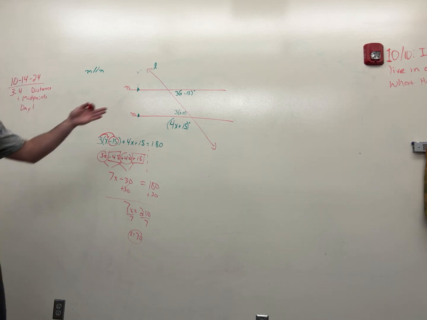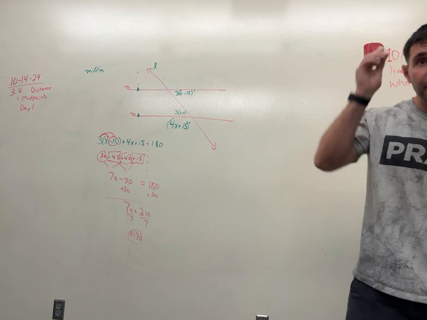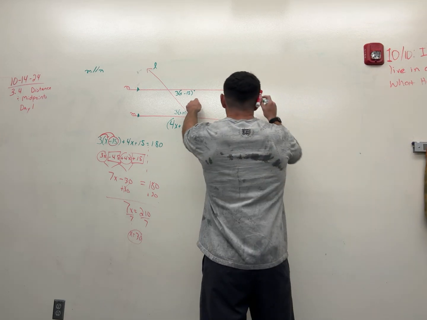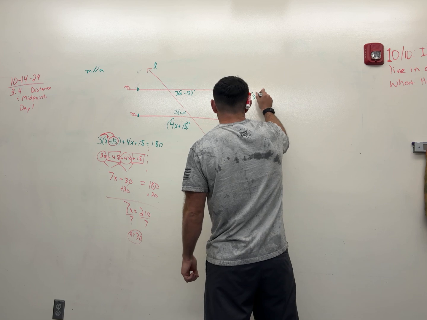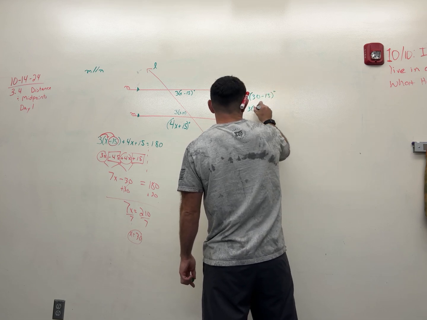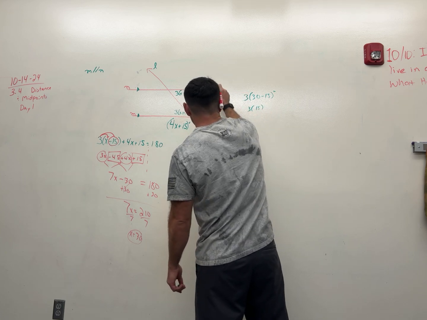All well and good, but we're looking for the degrees, even though it doesn't say that. Maybe you did, maybe you didn't. I'm going to find the degrees now. So what do I do? I substitute back in. So I say 3 times 30 minus 15 degrees. So that's 3 times 15. So this is 45 degrees.